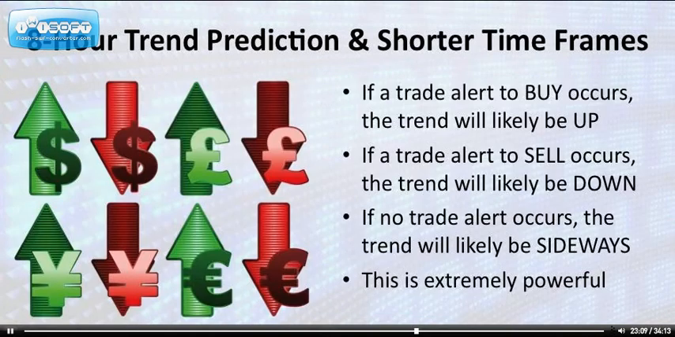So if a Trade Alert to buy occurs, the trend will likely be up for the next 8 hours. If a Trade Alert to sell occurs, the trend will likely be down for the next 8 hours. If no Trade Alert occurs, the trend will likely be sideways or just plain too risky to trade, so you stay out. This is extremely powerful because it automatically puts the odds of success in your favor.